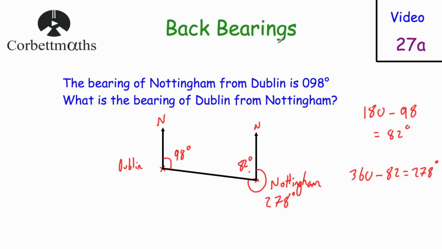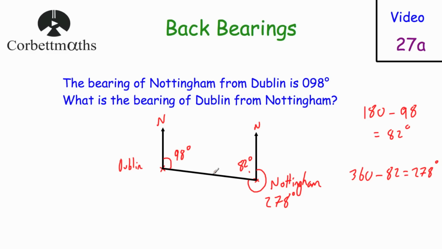So if you're doing a back bearings question and the bearing that you're given in the question is less than 180 degrees, to get the bearing going the other way, you could just add on 180 degrees and that would give you your answer. And if the bearing you're given in the question was more than 180 degrees, if you take away 180 degrees, you can get your answer.